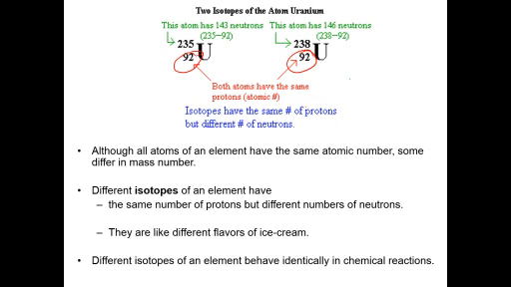Now, what's the difference between these two? The difference is the total number of neutrons found in the nucleus of that atom. They have different atomic masses. So look at the mass number, or the atomic mass, 235 and 238. If the number of protons remains the same, that would imply that the number of neutrons is what varies. And in fact, that's what it is. Uranium-235 has 143 neutrons. Uranium-238 has 146 neutrons.